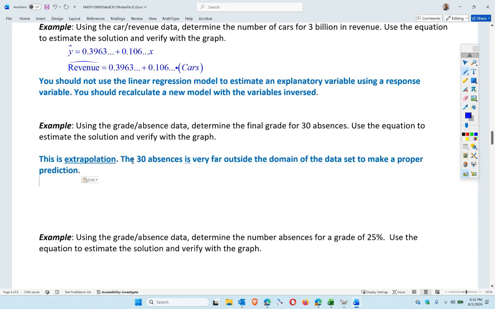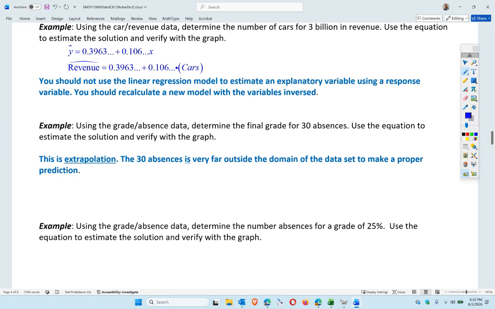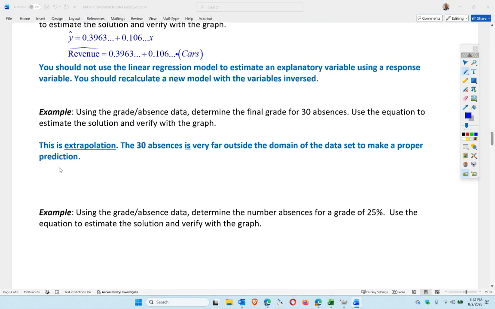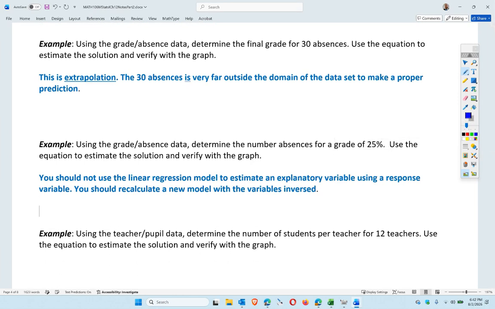What about 25% grade? Well, yes, the model is fine, but that's the same problem as we had before. You shouldn't be plugging in for the response variable. That's the outcome. That's the y. Don't do that. You can, but you shouldn't.